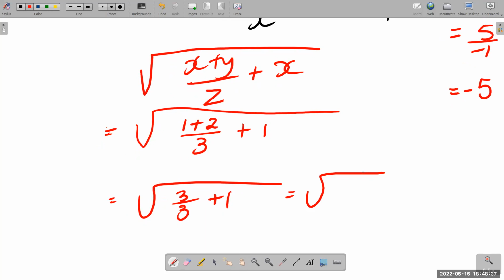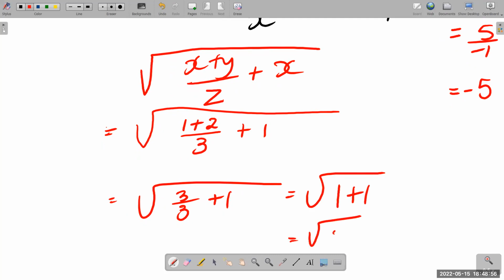Okay, it means 3 divided by 3, but what's the answer? The answer is 1, because any number over itself is 1. 5 over 5 is a whole. 6 over 6 is a whole. So essentially, what do we end up with? 1 plus 1, which is equal to what?